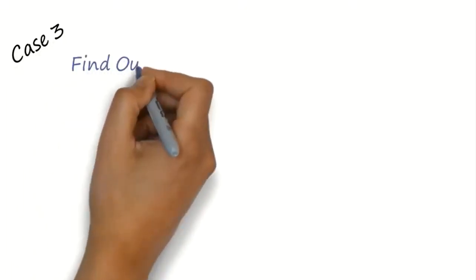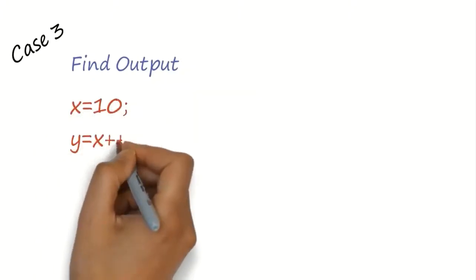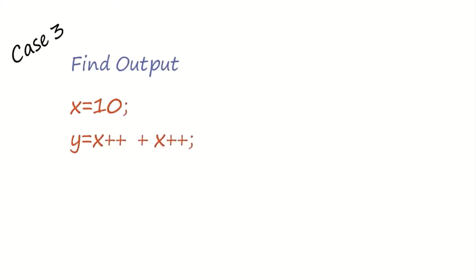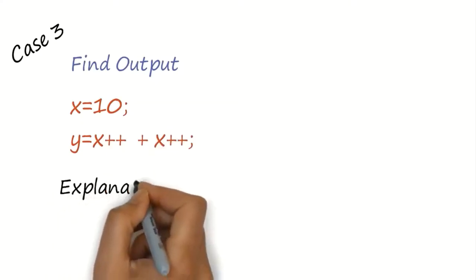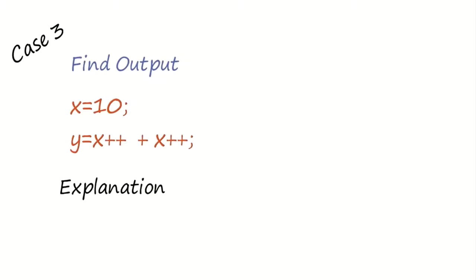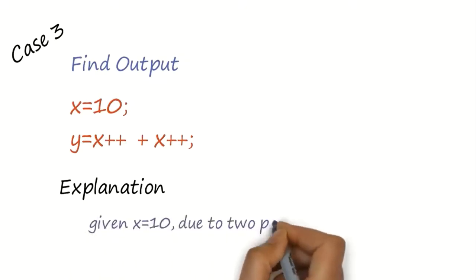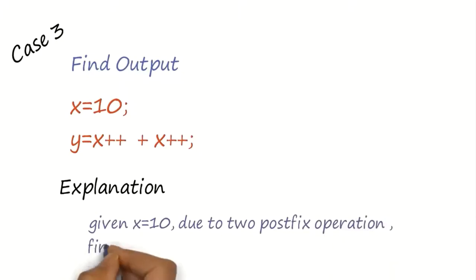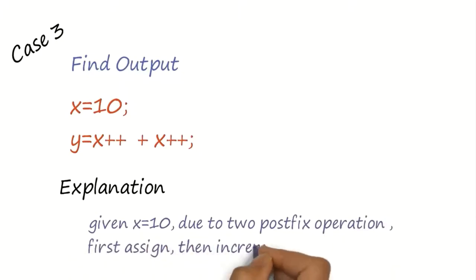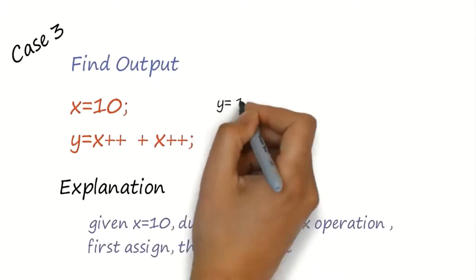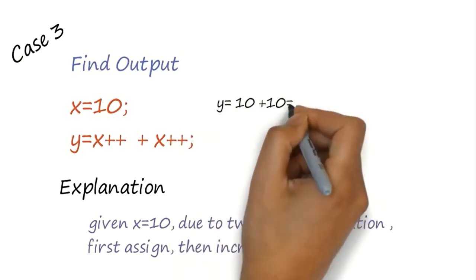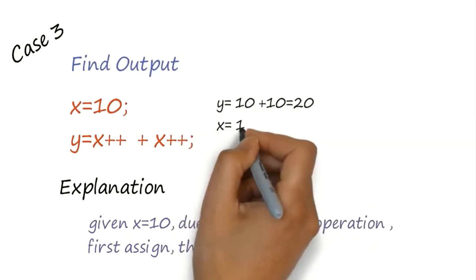Now let's consider case 3, where the same unary and binary operators are used, but the unary operator is the post-increment operator. Post-increment unary operator means the value will be assigned first to all the variables used with the post-increment unary operator, that is x, and then it is incremented. That means the value of x, which is 10, will be assigned to both the x plus plus, that is, y will be equal to 10 plus 10, that is 20.